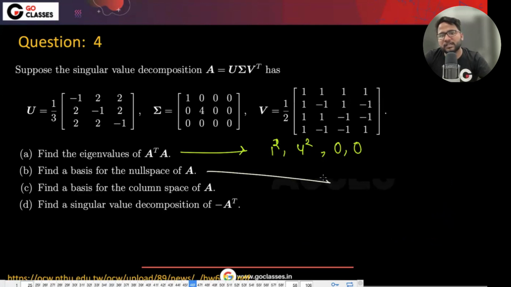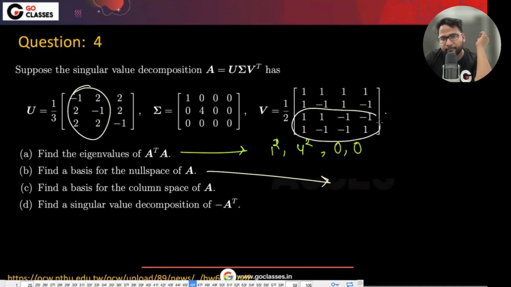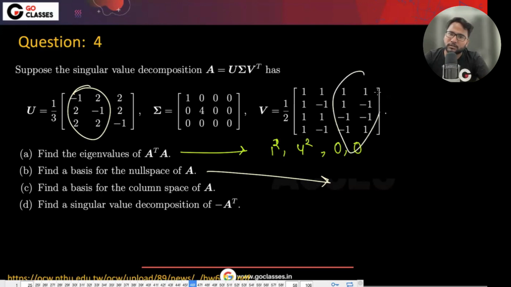Find a basis for the null space. What is the basis of the null space? I think these two are in the basis for the column space, and then 3 and 4. Then V transpose, V1, 3 and 4. Okay, I think this is right. Last two columns or last two rows? Tell me. Are these or these? Of V, you tell me, of V.